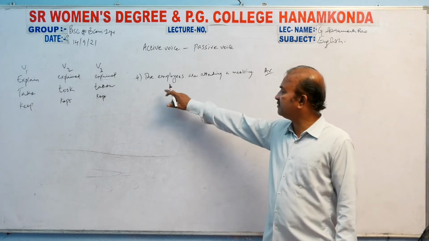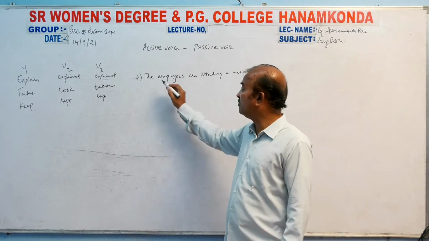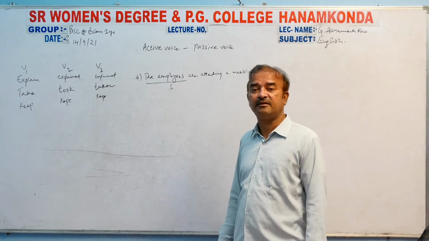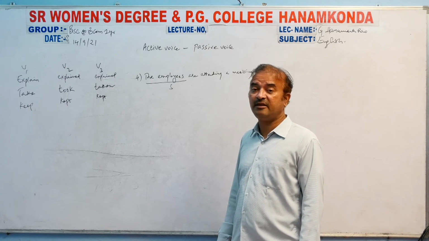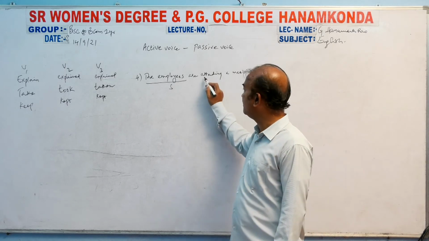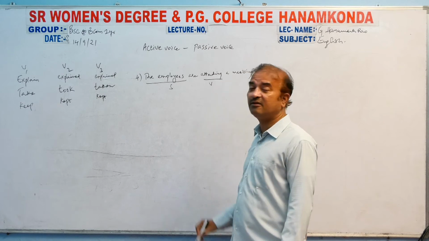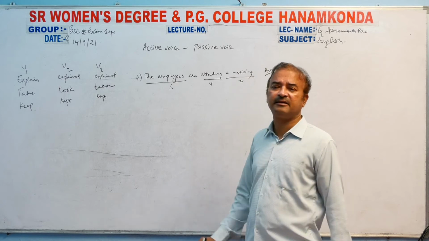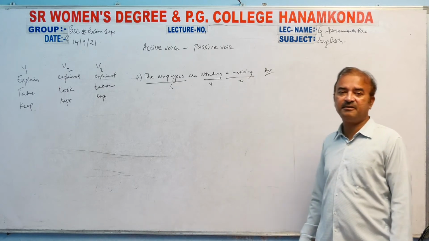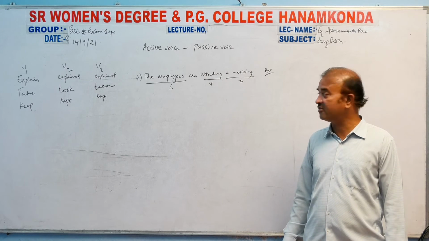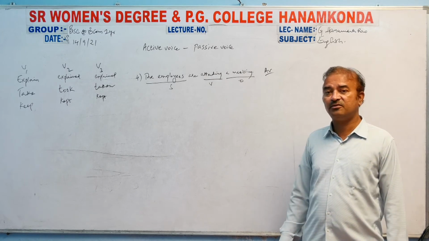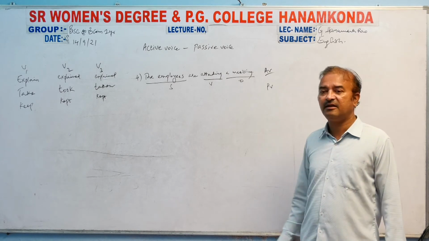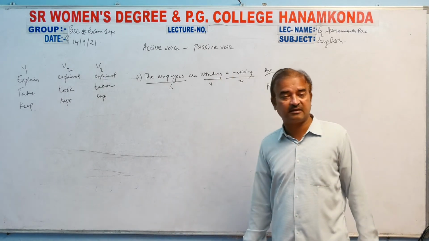So, let's see this now. What's the next thing we have to do? Subject. What's the verb here? Attending is the verb, and a meeting becomes the object. Now the next thing is we have to find the passive voice, how the same sentence can be turned into passive voice.